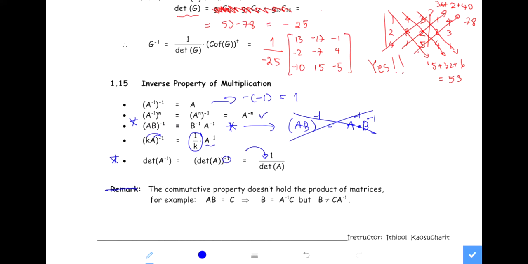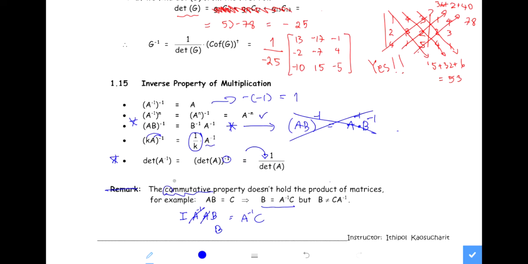Let's say you want to get B alone. A times B is equal to C. So you have to multiply A inverse in front of A, and on the other side you have to multiply with A inverse as well. Then this can be cancelled with that, and it will produce an identity matrix I, and I times B is just B. So B is equal to A inverse times C, but B is not going to be equal to C times A inverse, because it doesn't have the commutative property.